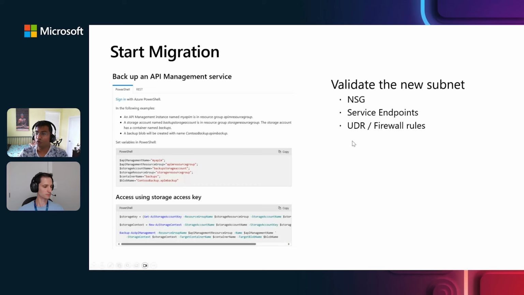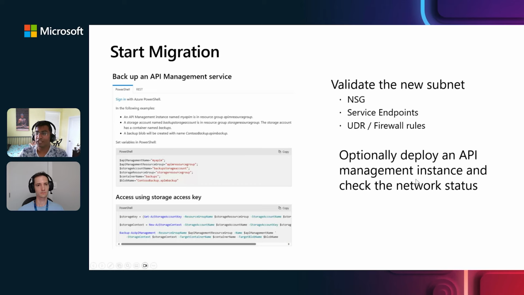Optionally, you can also create an API management instance within that new subnet and wait for it to come online, look at the network status, and make sure that everything is green in there. It's kind of ascertaining that all these network dependencies are taken care of. Once you have the API management online, you can delete the instance, clean the subnet and reuse that for the migration purpose. This way you are doubly sure that your API management deployment will succeed.